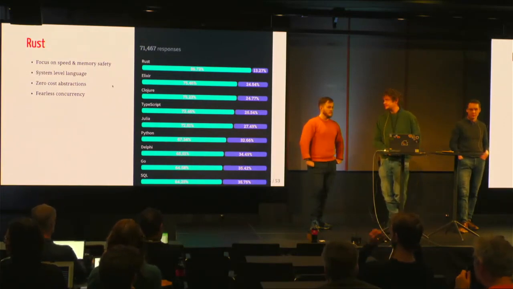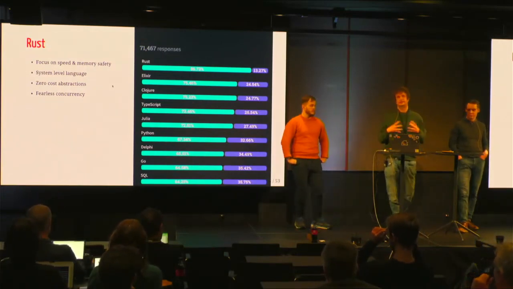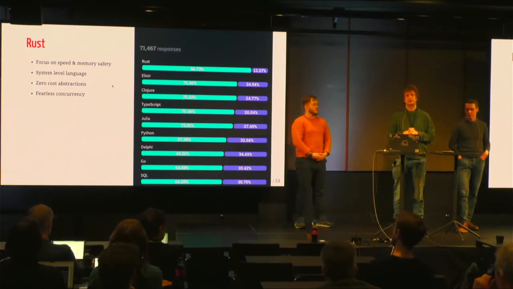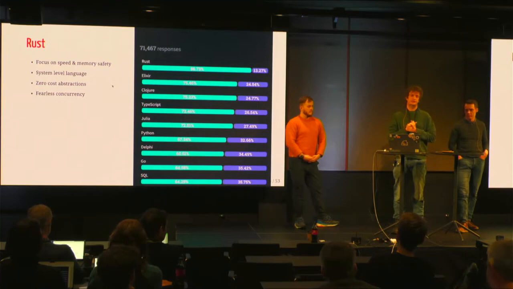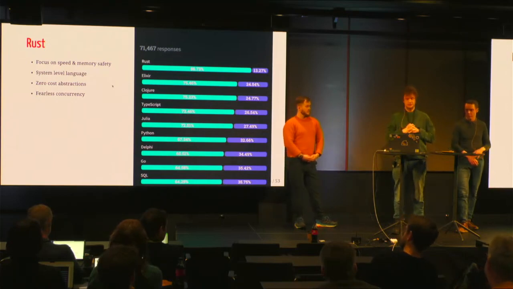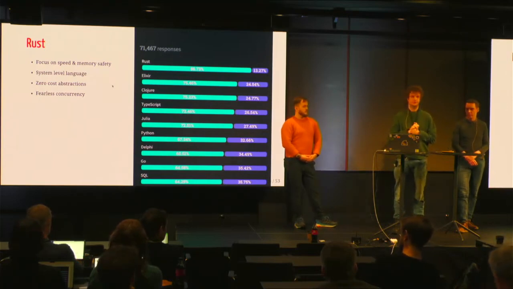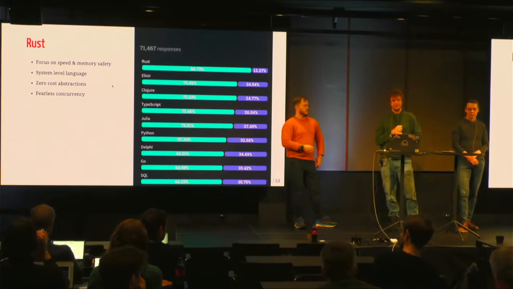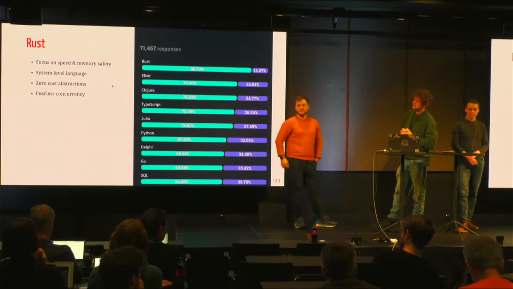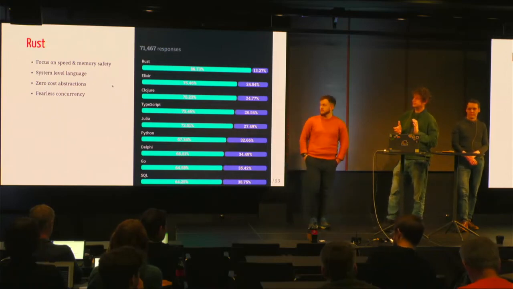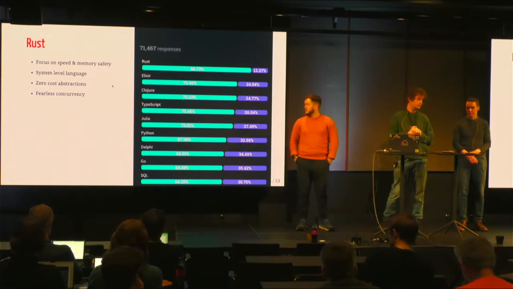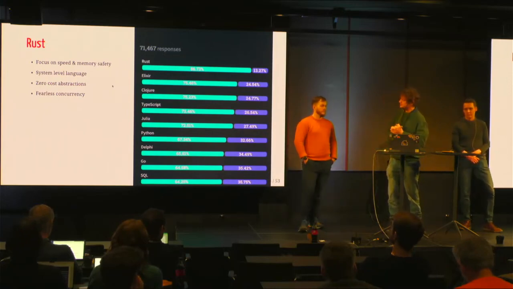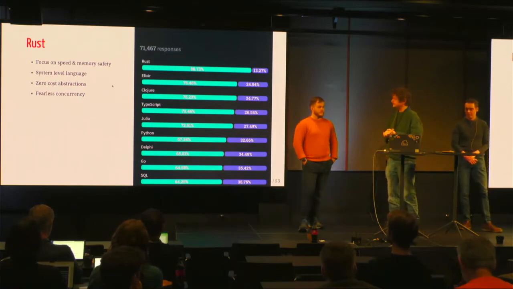Zero-cost abstraction. By this we mean that, for example, complicated concepts like generics and so on are compiled into quick machine code, which gives you efficiency. And Rust also has a unique concurrency model, which my colleague will talk more about later on. So it is, as you see, quite a popular language among developers.